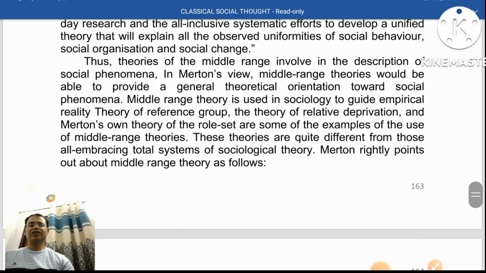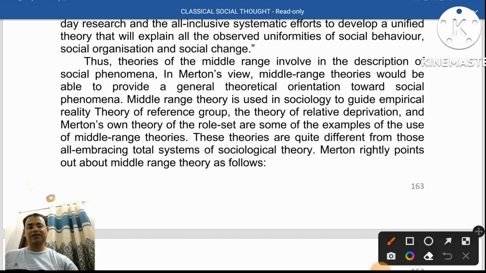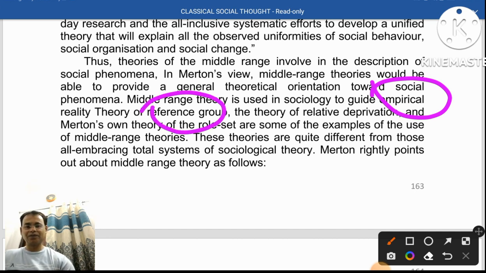So, theories of middle range are involved in the description of social phenomena. In Merton's view, middle range theory would be able to provide a general theoretical orientation towards social phenomena. Middle range theory is used in sociology to guide empirical phenomena. You must understand, the theory of reference group, the theory of relative deprivation, and Merton's own theory of role set are some examples of middle range theory. Reference group, relative deprivation, and role sets, these are theories of middle range.